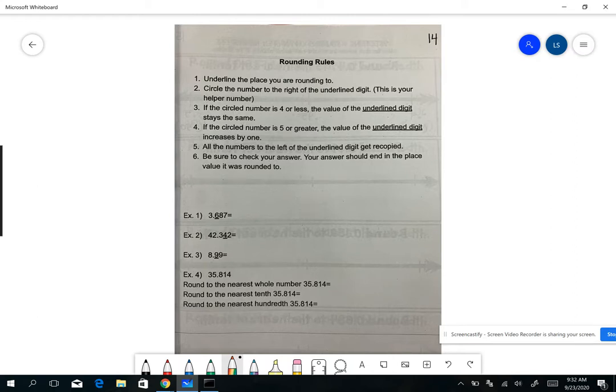All right, let's take a look at example number 1. So example number 1 is 3 and 687 thousandths. In this problem, I want to round to the tenths place. So I'm going to circle this 8. This 8 is a 5, 6, 7, 8, or 9. And if it is that, then you are going to make the underlined digit go up 1. So I'm going to make that a 7.